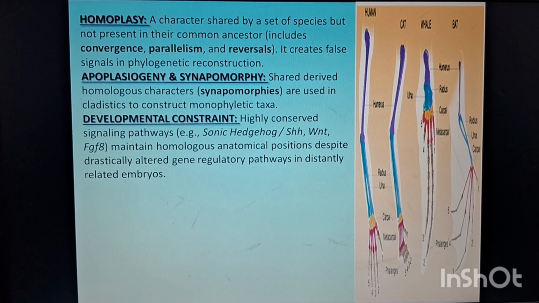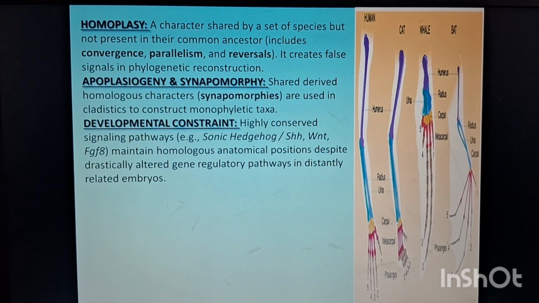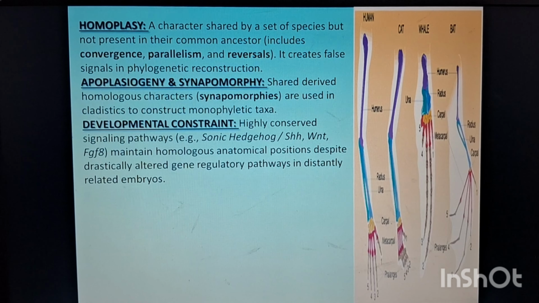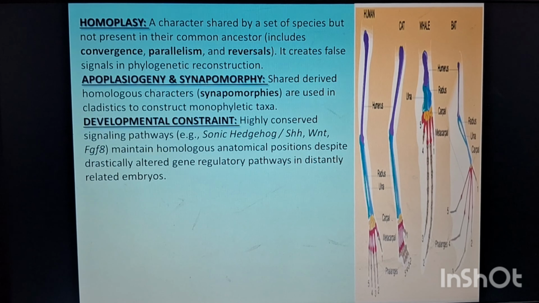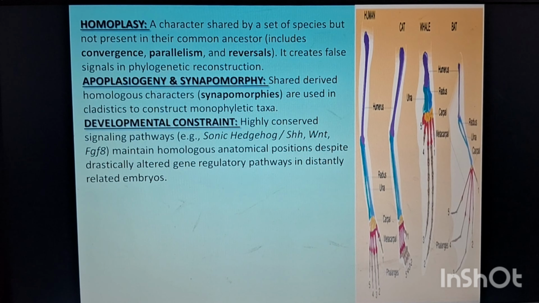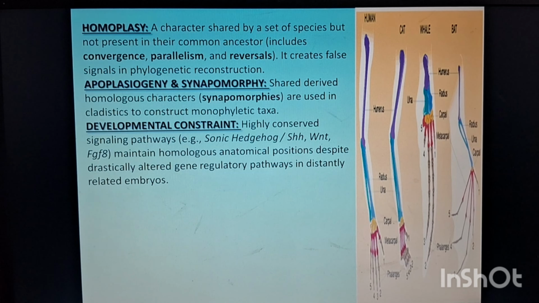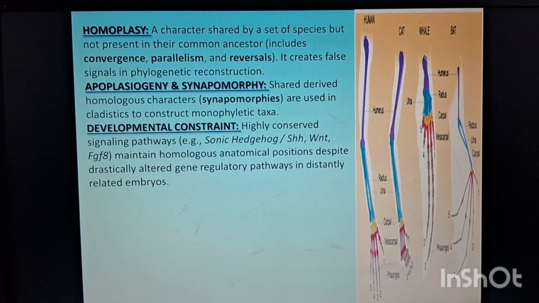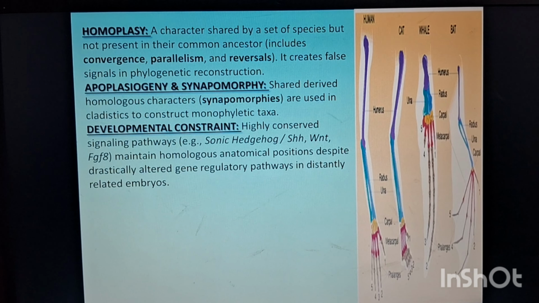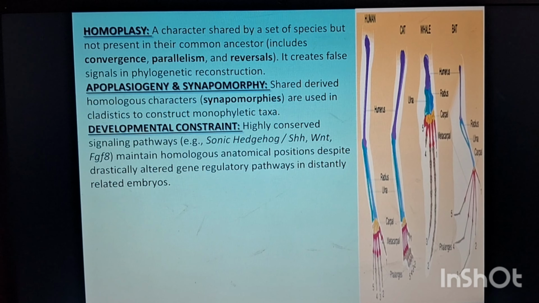Next, apomorphy and synapomorphy. Shared derived homologous characters, that is synapomorphies, are used in cladistics to construct monophyletic taxa. Next, developmental constraint. It is highly conserved signaling pathways, for example Sonic hedgehog, SHH, WNT and FGF8, which maintain homologous anatomical positions despite drastically altered gene regulatory pathways in distantly related embryos. Now the topic has ended.